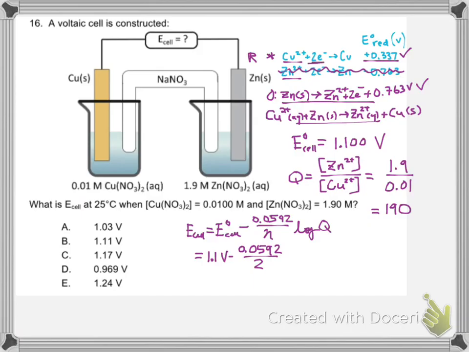So up here we can see we didn't have to do much fiddling around with these. They were fine as is, times the log of that Q that we just solved for, which is 190. So our E cell is going to equal the 1.1 volts minus 0.067, which equals 1.03 volts. Neat.